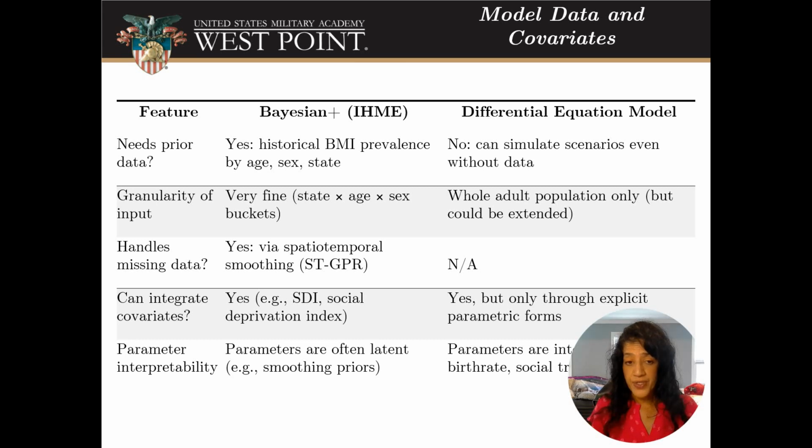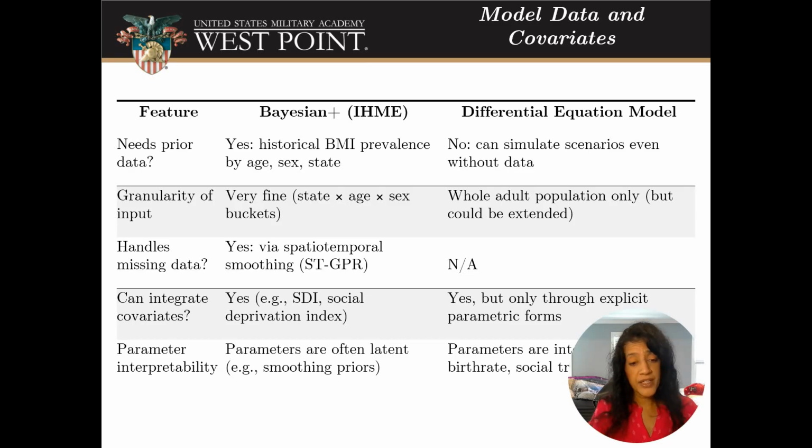There are different features. For example, the Bayesian model needs lots of data. The differential equation model actually needs none to start with. The granularity is very fine for the Bayesian model, but the granularity of inputs for the other model is not, though it could be extended, but it's not. There's no such thing as missing data for the differential equation model, but for the Bayesian one, there is, and they had to think about that.